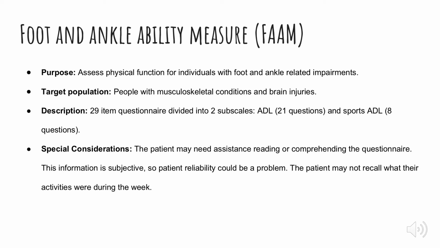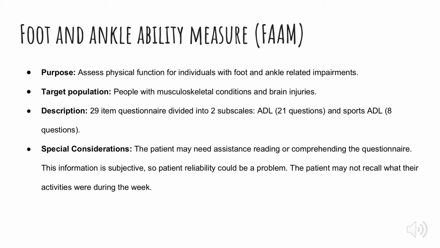The Foot and Ankle Ability Measure, or FAAM, is a self-questionnaire outcome measure that assesses physical function for individuals with foot and ankle-related problems. This test targets people with musculoskeletal conditions and brain injuries. This test is 29 items, and it is divided into 2 subscales.